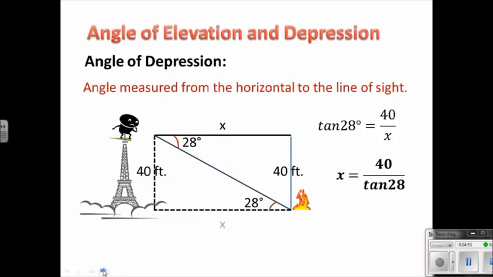So I can actually adjust my picture and still get the same answer. So from this, hopefully you figured out that the angle of elevation and the angle of depression are the same. It just depends on the perspective of the drawing.